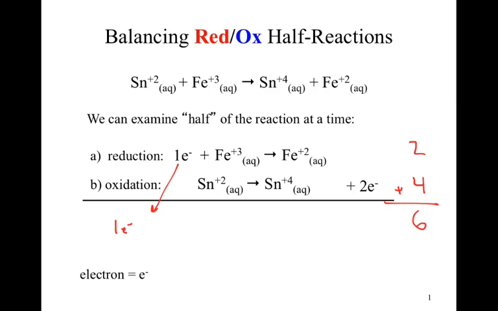So it would be 1 electron plus 1 iron plus 3 plus 1 tin plus 2 goes to iron plus 2 plus tin plus 4 plus 2 electrons. Okay, so we're just adding it together. We don't have to worry about balancing anything yet. Now what we do is look across that reaction arrow. So let's highlight that reaction arrow. There's our reaction arrow. Did anything show up the same on both sides of the equation?